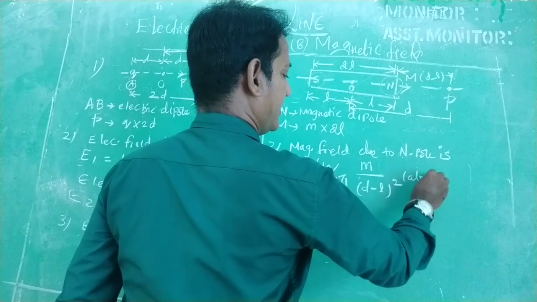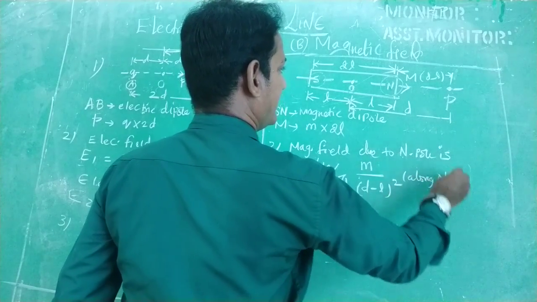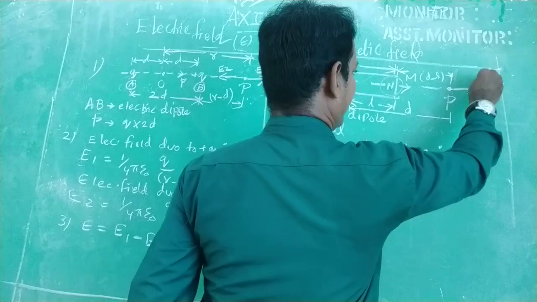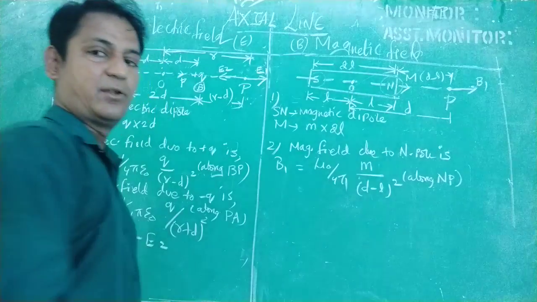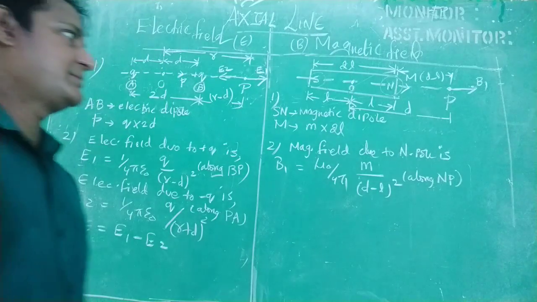So it acts along NP. So this magnetic field is acting away from the north pole, right?